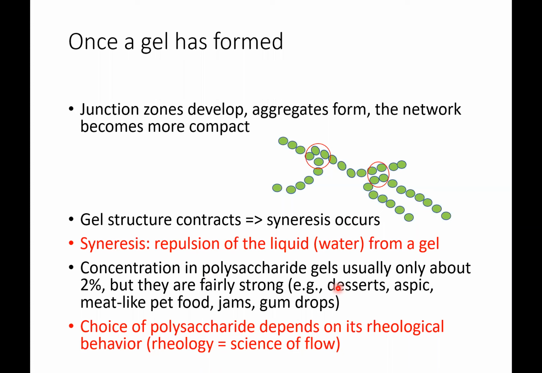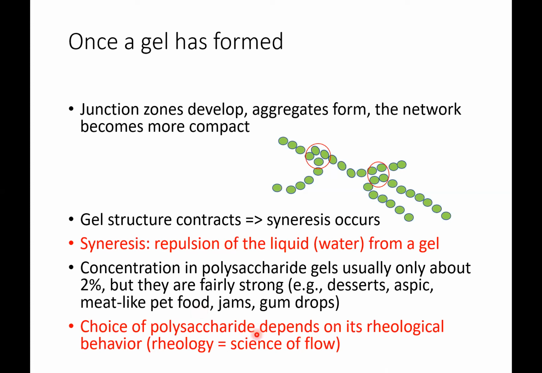The concentration of a gel is usually 2% of the polysaccharide, so the rest is water, but they are fairly strong, especially, for example, aspic. I don't know if you've seen that, if meat or fish and vegetables are put in a gel, it's fairly solid. Pudding, not so much, jams, not so much. Pet food can be pretty solid too.